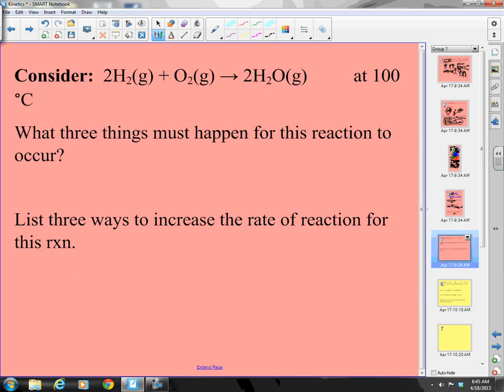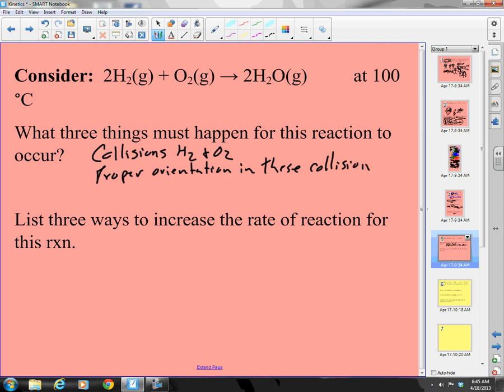All right, here you go. You guys give this one a shot and bring me back when you're ready. What three things must happen? Easy. Got to have collisions between H2 and O2. I've got to have a proper orientation in these collisions. And what else? I must have sufficient energy in these collisions. Good. Those are the three things.